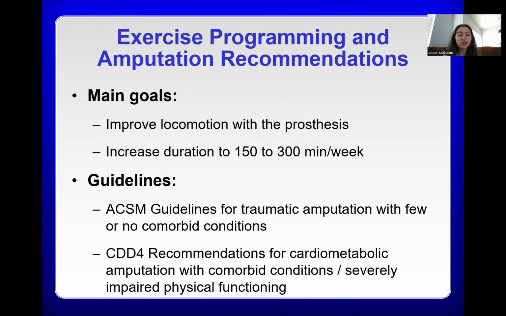And then, if possible, to increase the duration of physical activity to 150 to 300 minutes per week. It goes without saying that if you're dealing with a younger person who had to have this amputation due to trauma, it'll probably be a lot easier to get them to this point compared to someone who had to have it amputated due to diabetes. Now, the guidelines are reflected in this. For traumatic amputation patients with few or no comorbid conditions, ACSM guidelines are perfectly fine. There isn't really too much of a need to change this. And then if they had to get it amputated for cardiometabolic reasons and they have multiple comorbid conditions or they're just severely impaired in terms of physical functioning, then the CDD4 recommendations would be appropriate for them.